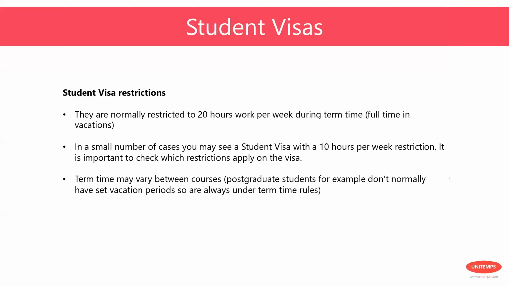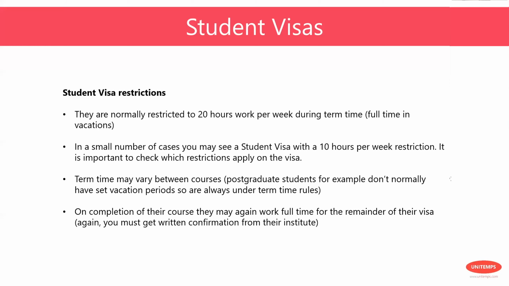For example, PhD students normally don't have set vacation periods, so are always considered to be in term time, so always restricted to 20 hours. And then master's courses can do all sorts of things at different universities. Some do follow the undergraduate term dates, some are always in term time, and some have their own set of term dates that are different. So it's always useful to make sure you understand exactly what level of course somebody's studying at, and that the proof of term dates they're giving you is appropriate for that level of course.